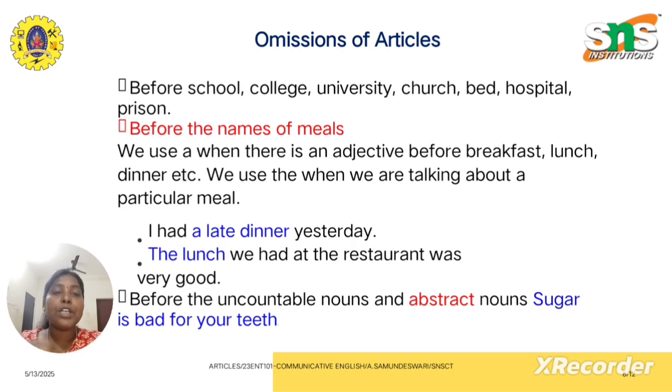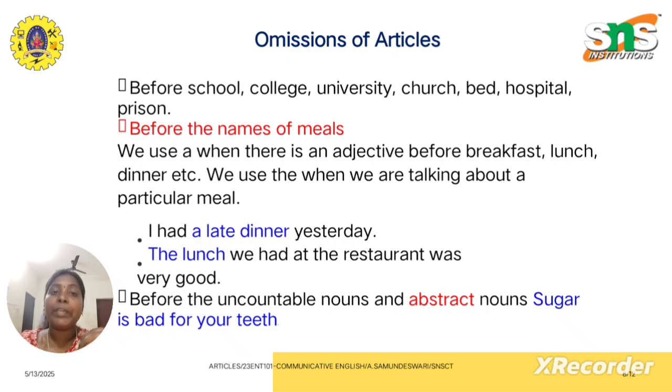So before the names of school, college, university, church, bed, hospital, prison and all, you are not supposed to use the article. In the same way, before the names of meals also, you are not supposed to say I had the breakfast. And if you want to use an article in that sense, the article must go with the adjective first. In such cases you can make a sentence like I had a late dinner. Here we are using the article before the adjective, not with the meal. Similarly, the lunch we had at the restaurant was very good.